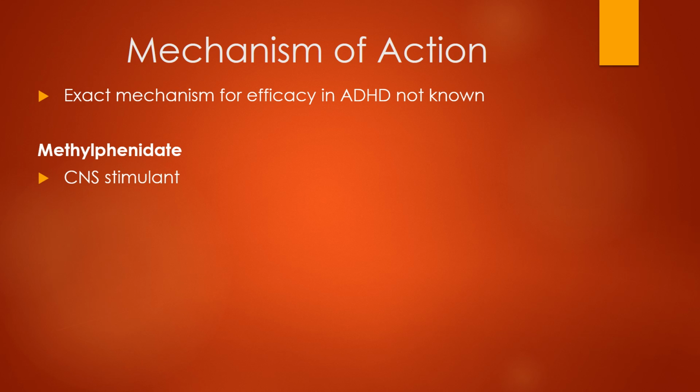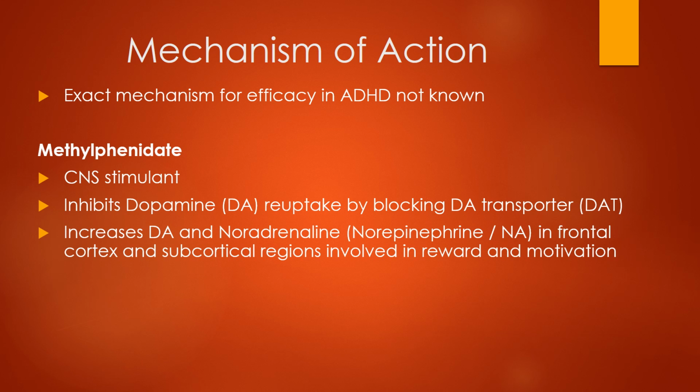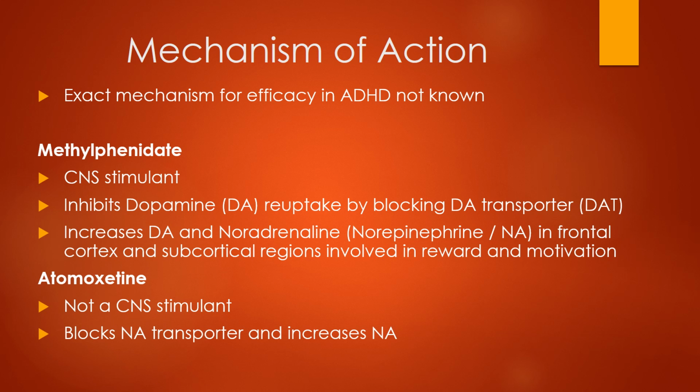Methylphenidate is a CNS stimulant. It inhibits dopamine reuptake by blocking the dopamine transporter. It increases dopamine and noradrenaline in the frontal cortex and in subcortical regions that are involved in reward and motivation. Atomoxetine is not a CNS stimulant. It blocks noradrenaline transporter and increases noradrenaline.